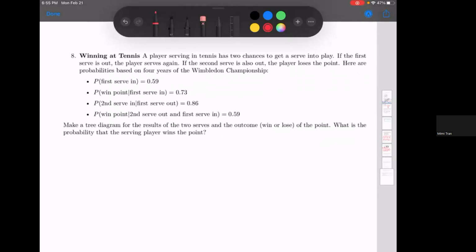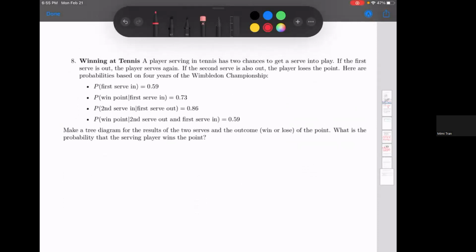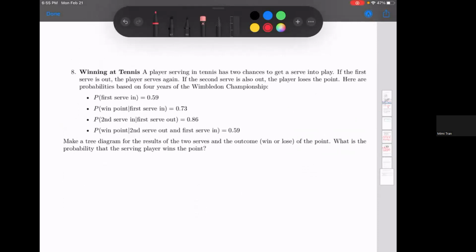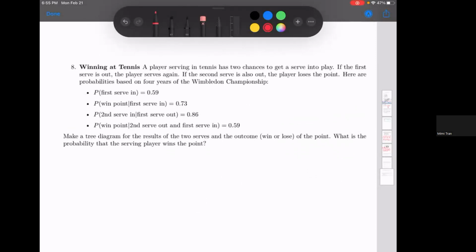All right, so this one, number 8. A player serving in tennis has two chances to get a serve into play. If the first serve is out, the player serves again. If the second serve is also out, the player loses the point. Here are the probabilities based on four years of Wimbledon championships.